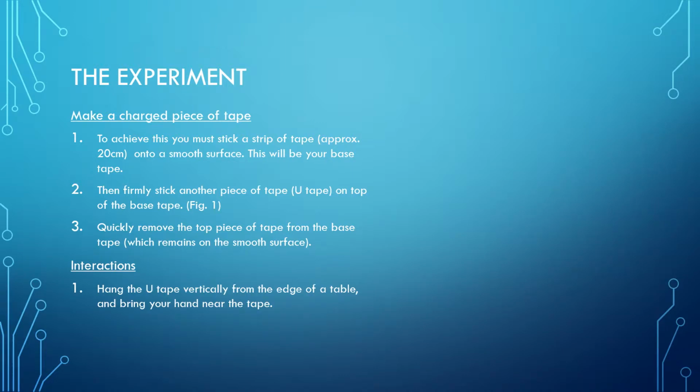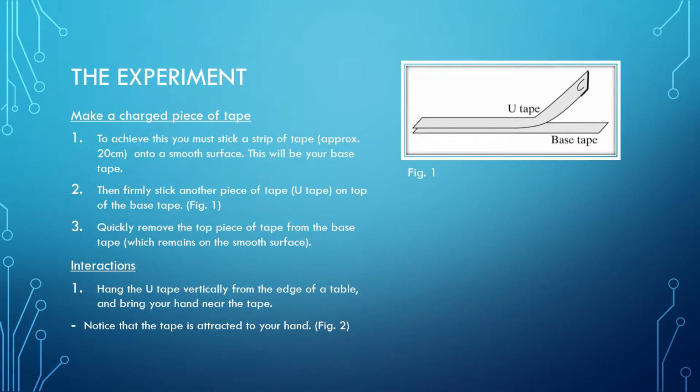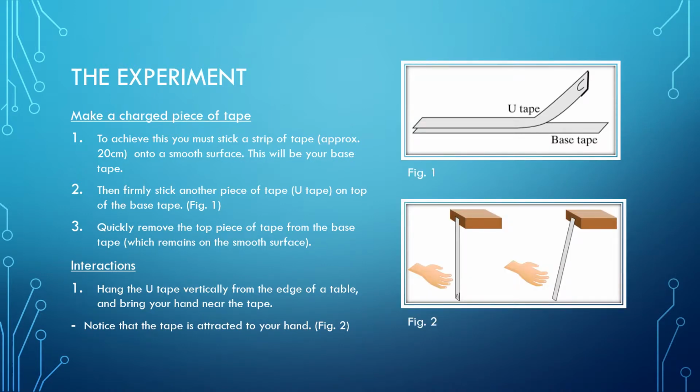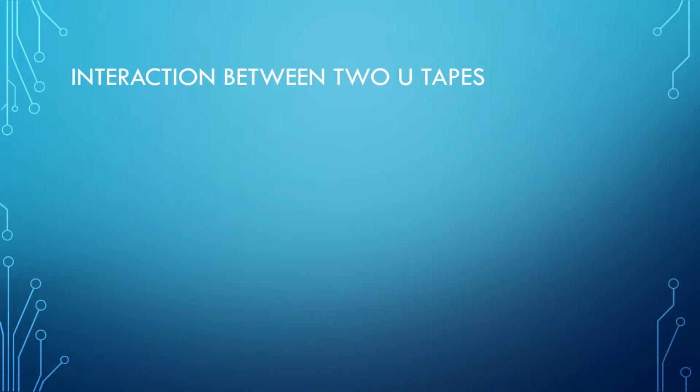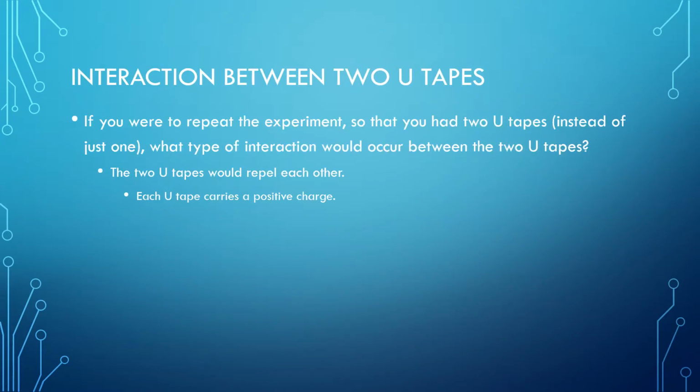Hang the U-tape vertically from the edge of a table and bring your hand near the table. Notice that the tape is attracted to your hand. So what would happen in an interaction between two U-tapes? Well, they would end up repelling each other.